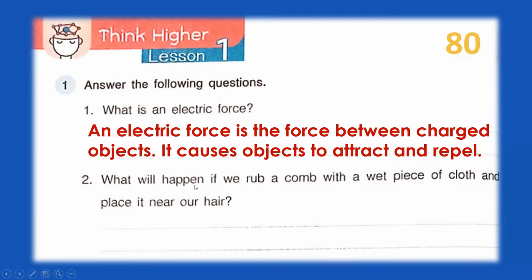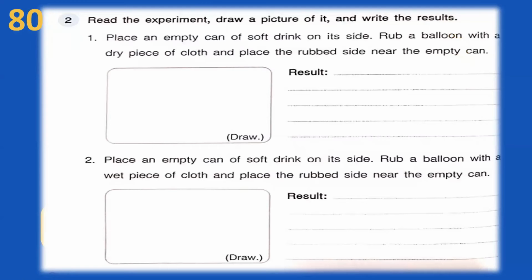Number two, what will happen if we rub a comb with a wet piece of cloth and place it near our hair? It says here, a wet piece of cloth. We said that it is harder for electric force to form on wet objects. So basically, nothing will happen. Now, to move on, we have to do this experiment. For you to be able to answer this one, you have to watch this video of an experiment.